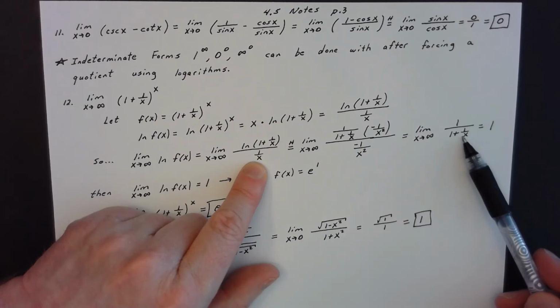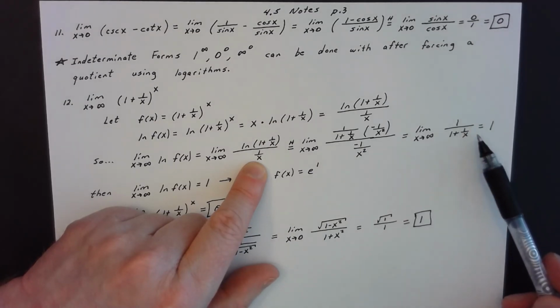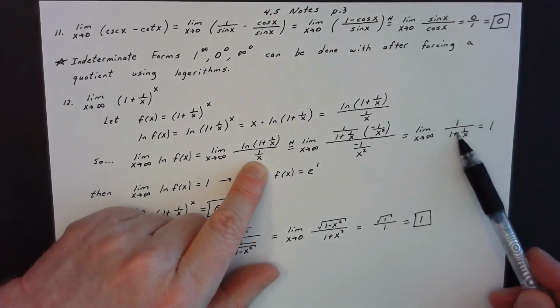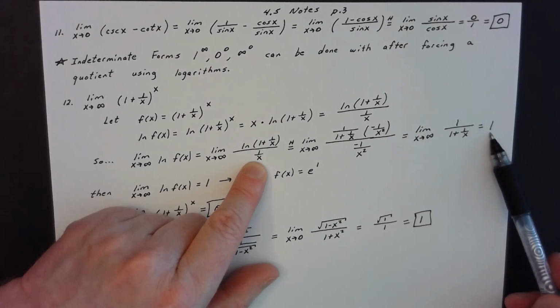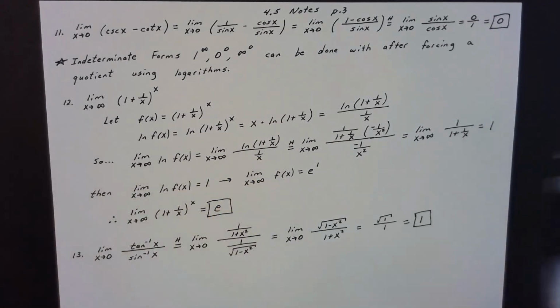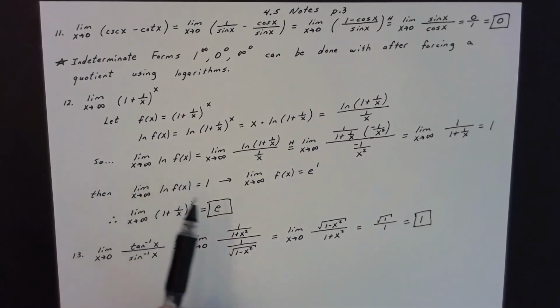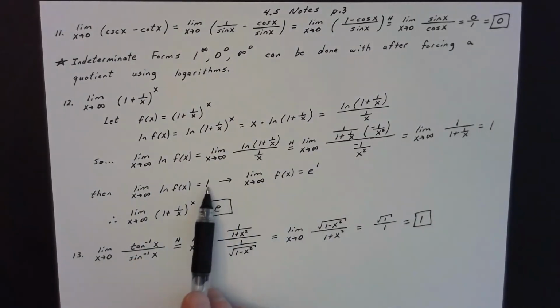And then I can evaluate that. Let x go to infinity. Any finite number divided by an infinite number goes to 0. This becomes 1 over 1 plus 0, which is just 1. So now I can say the limit as x approaches infinity of the natural log of f of x clearly is equal to that 1.